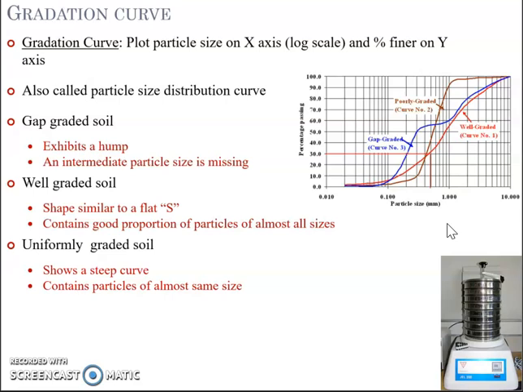Then you have a uniformly graded soil. A uniformly graded soil shows a steep curve in the particle size distribution curve, and it may contain particles of almost the same size. You don't have a proper distribution. Instead, one particular size would be predominantly present in the soil mass that you've taken. So such soil is usually a uniformly graded soil.